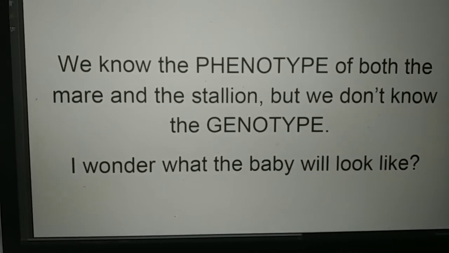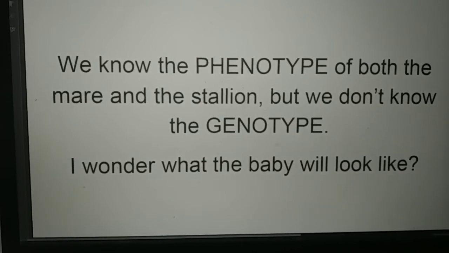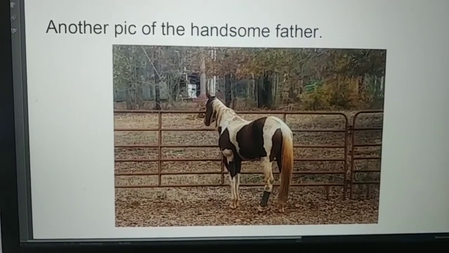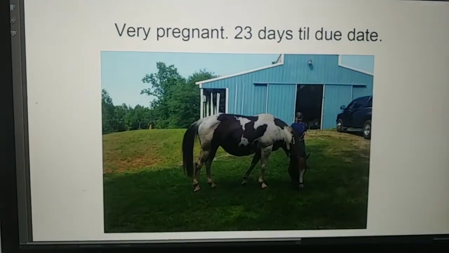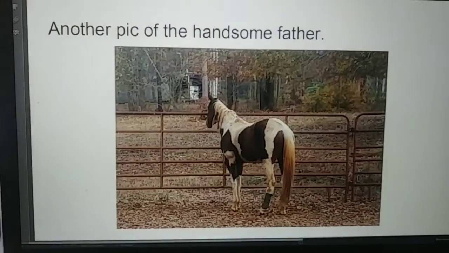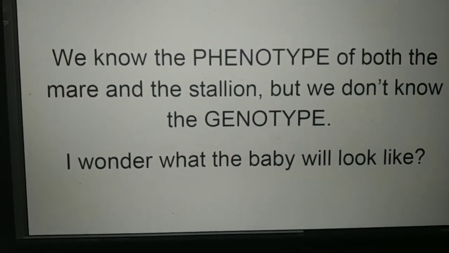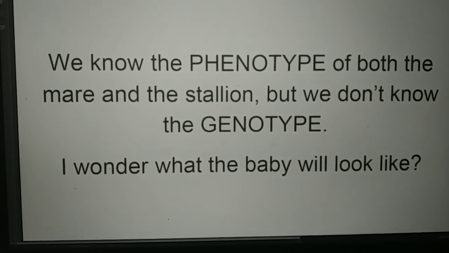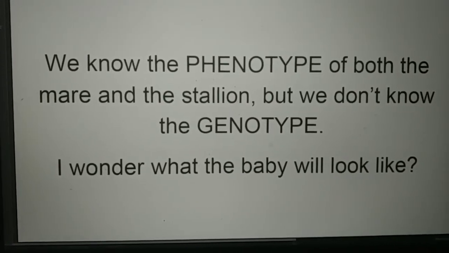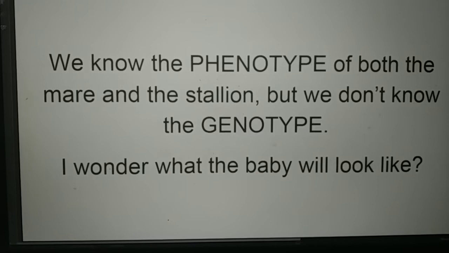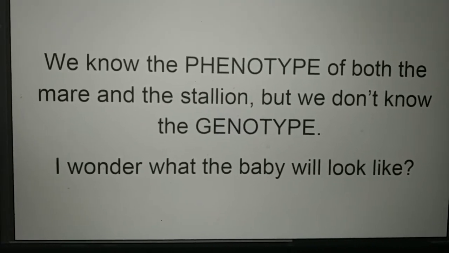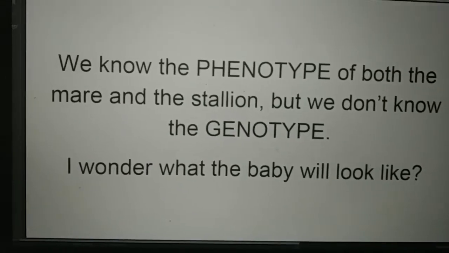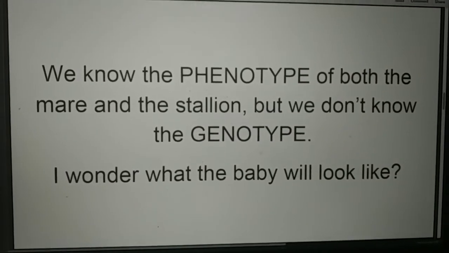The phenotype is actually what you see. So what do you see here? You see a paint, that brown and white. That's the phenotype, the actual physical expression of the genes. What we see. We don't know the genotype. The genotype is their genes, which you don't know unless you have genetic testing. Genes are invisible and we just don't know them. So we wonder what the baby will look like. We know what we hope he's going to look like.